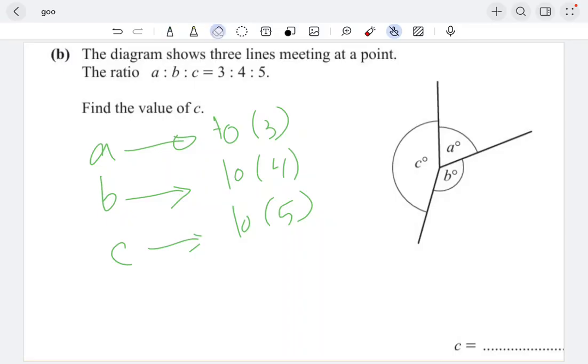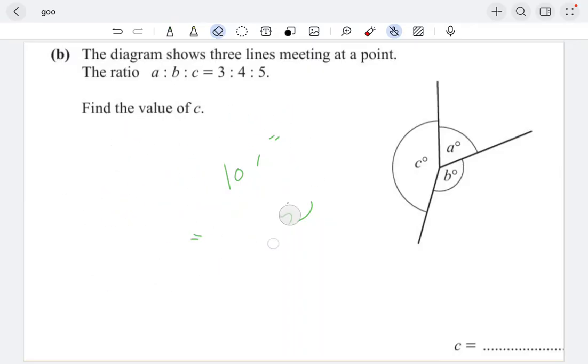In this example, in the ratio, it always comes in two ways. The first way is he gives you one of them. For example, he could say that A is equal to 30. A is 30, so that means we have 10 3s. That means we'll have 10 4s, so B will be 40, and C will be 50, and so on. So he could give you one of them, one of the ratios.